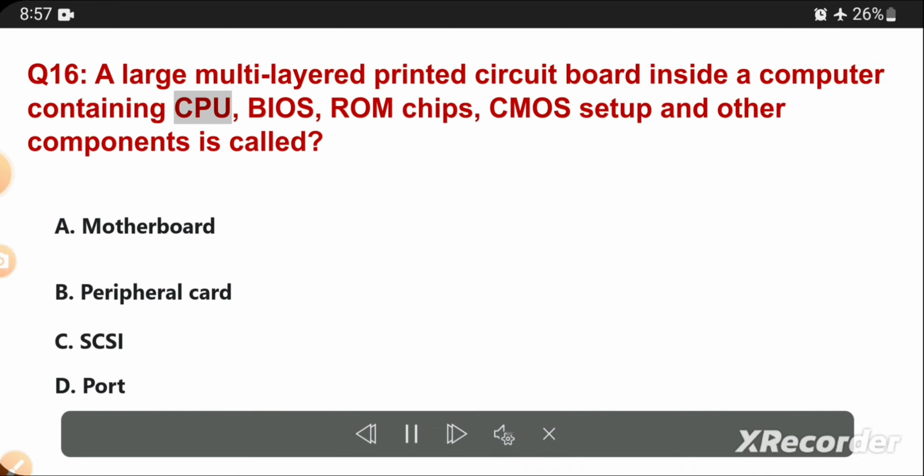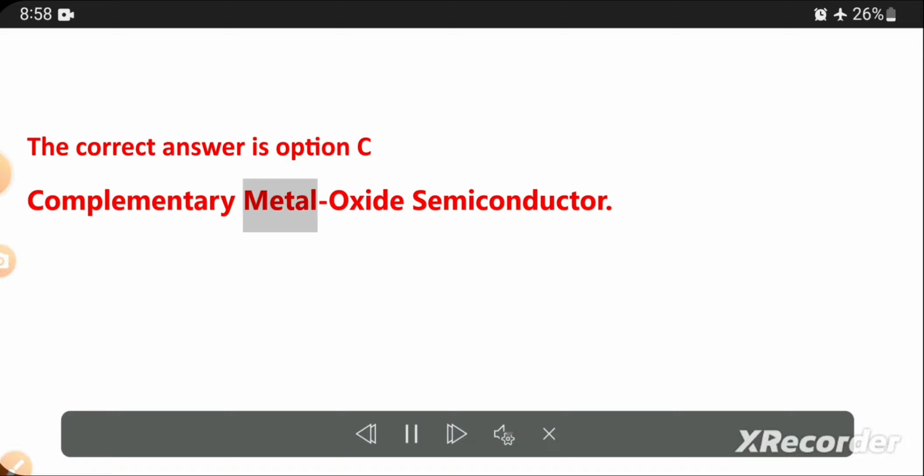Q19. What is the full form of CMOS, which is a computer chip responsible for storing settings of a computer system? Complementary memory semiconductor. Complementary metal oxide system. Complementary metal oxide semiconductor. Common metal oxide semiconductor. The correct answer is option C. Complementary metal oxide semiconductor.